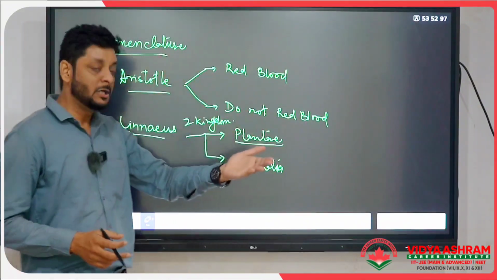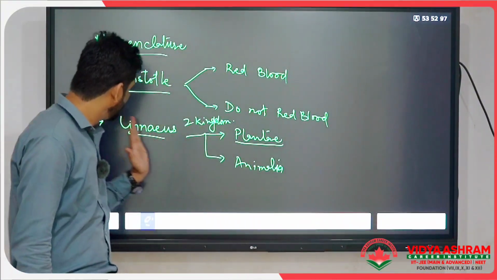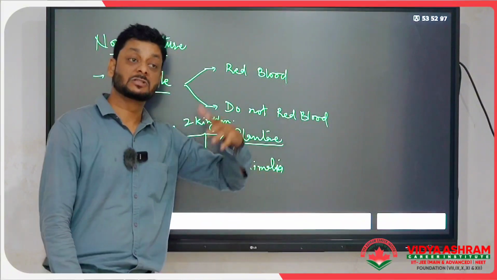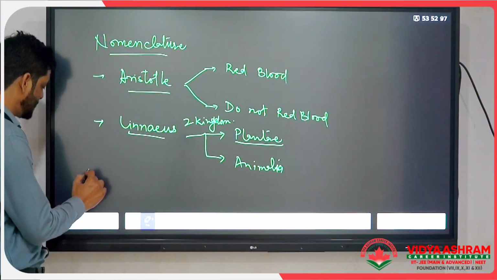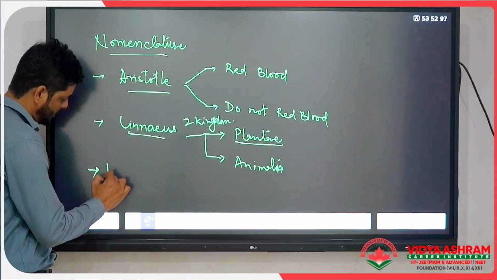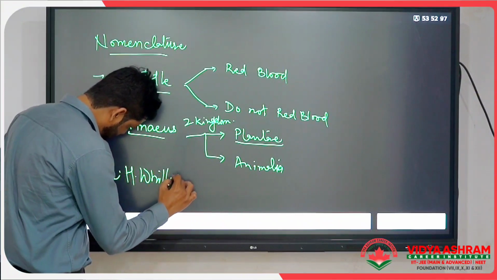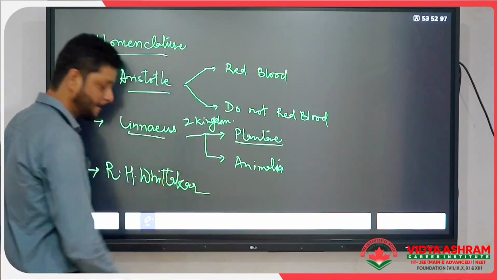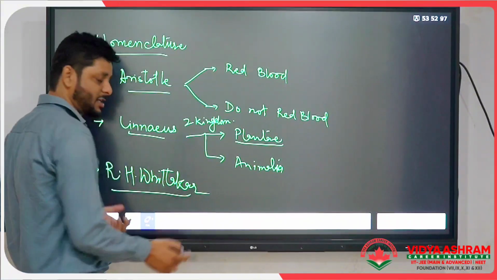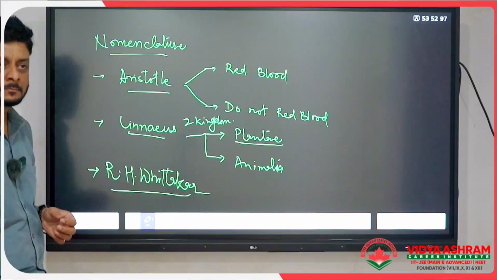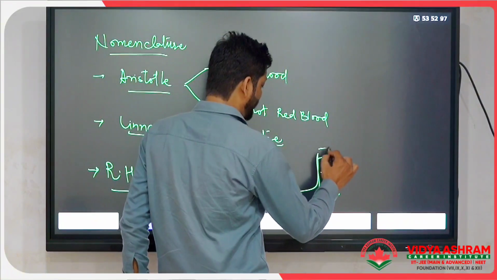So there is a need to divide and categorize the whole biological world very urgently. Then a third scientist came, and the name is R.H. Whittaker. This is the most acceptable type of classification till now. He divided the whole biological world into 5 kingdoms.